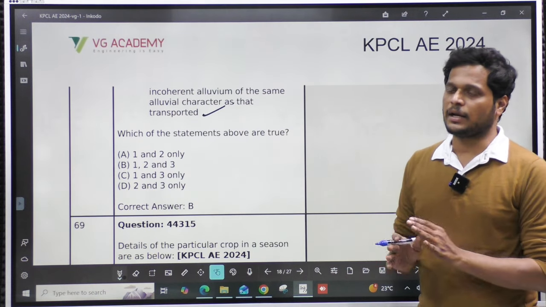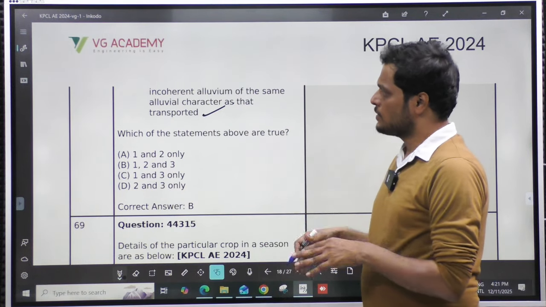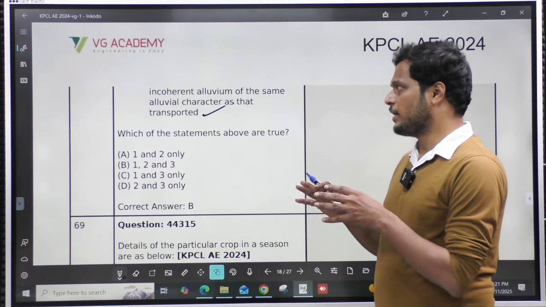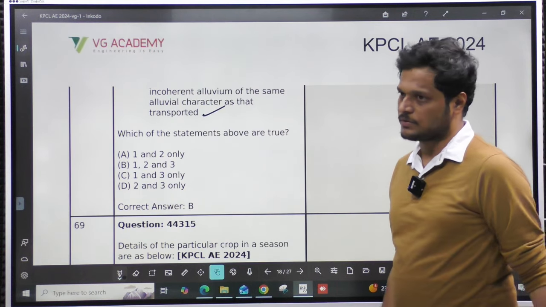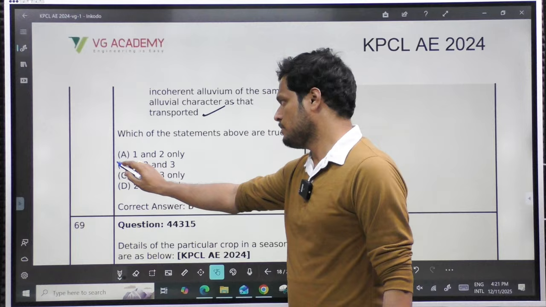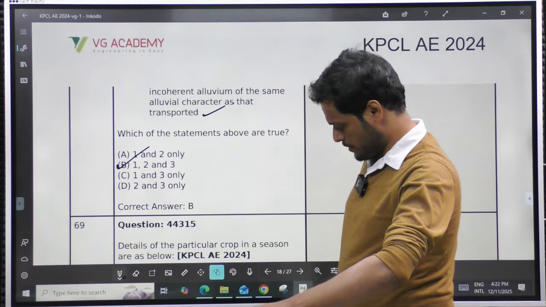So for an initial lined canal we cannot apply Lacey's theory. Naturally, initially scouring and silting should happen and finally it will attain a shape where further silting and scouring will not happen. So only there we can use Lacey's theory. So we cannot use it for lined canals. So option B.